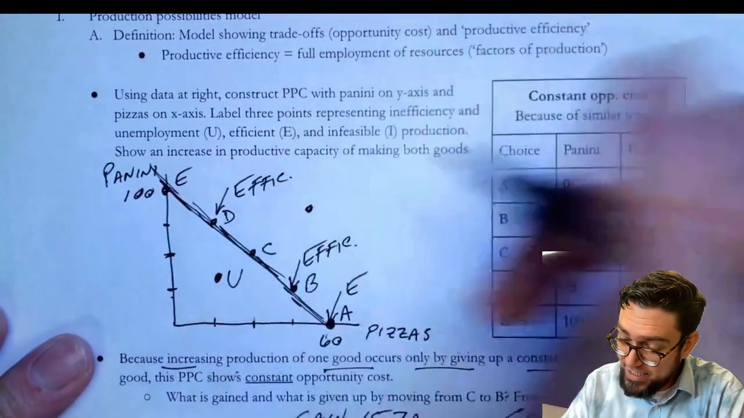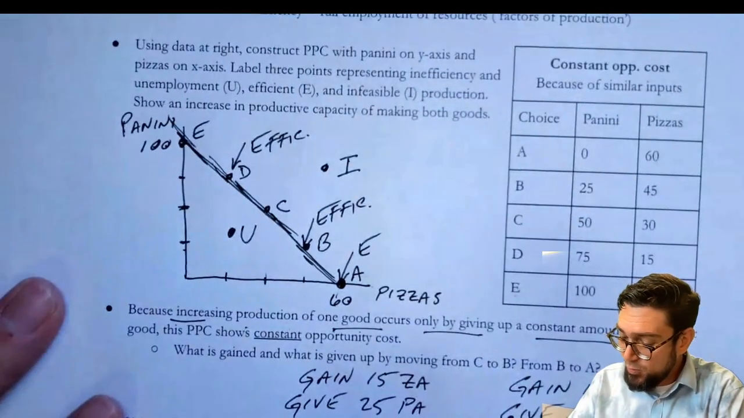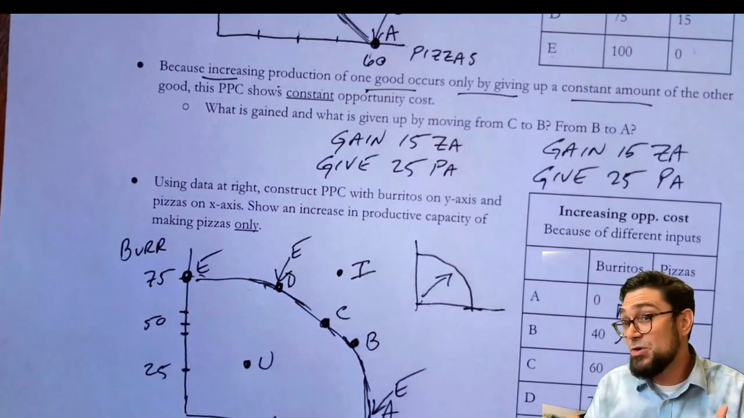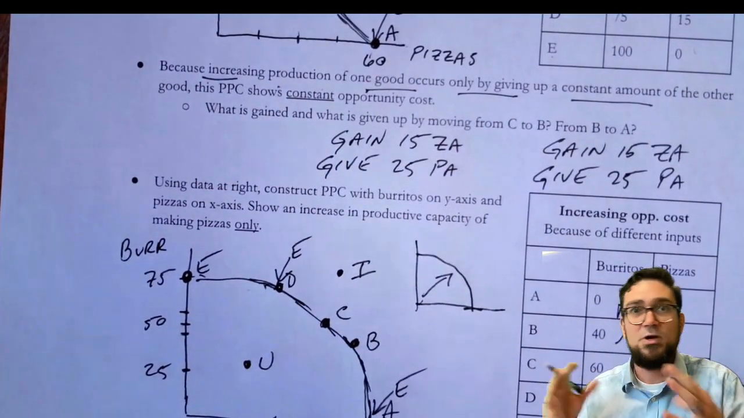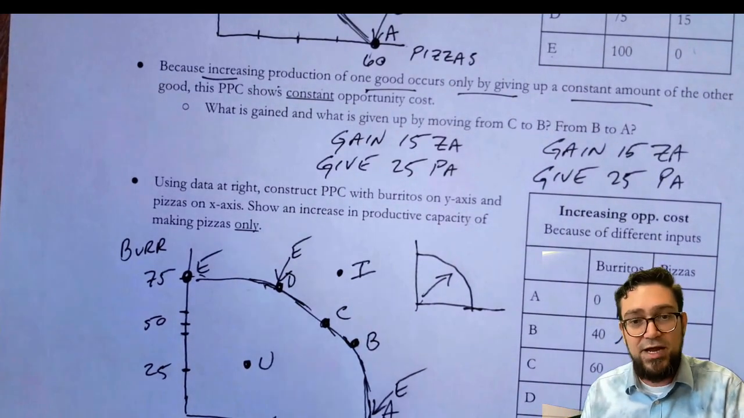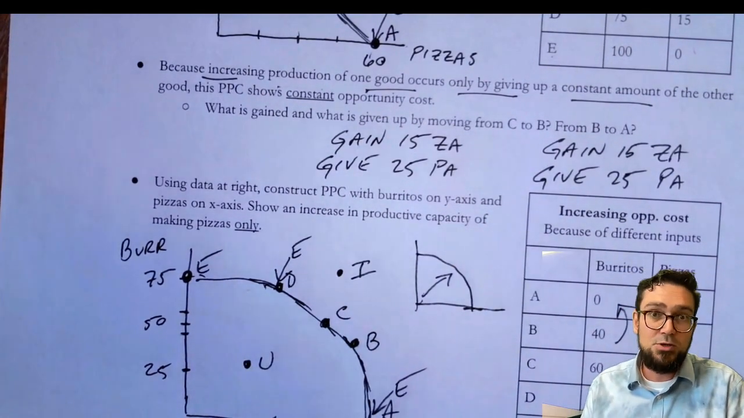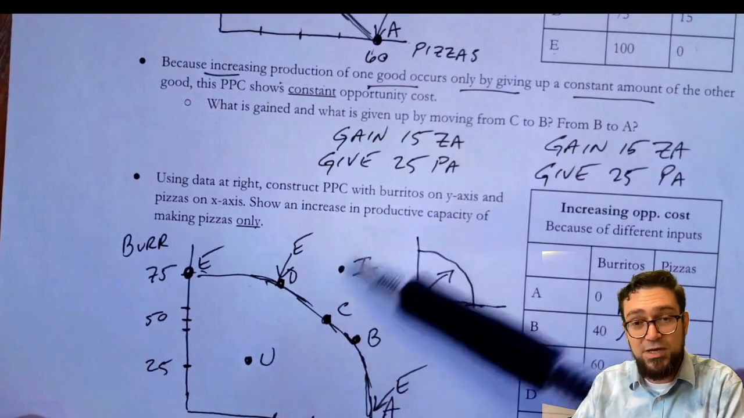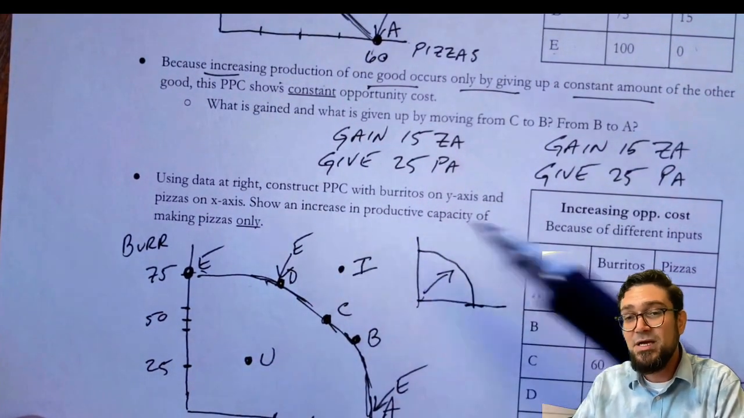Now, if we were producing way out here, that would be infeasible. Or sometimes it's given as impossible. Like you're way out here, maybe you could do that if you ran your pizza oven 24/7, right? And you didn't give your workers any breaks, but that's not really feasible for the long term. So you're overusing your resources. So we'd say unemployment and infeasible, impossible out here, that kind of thing.